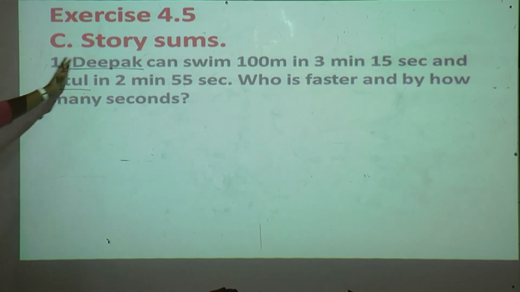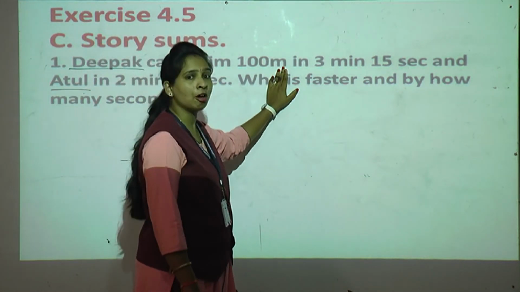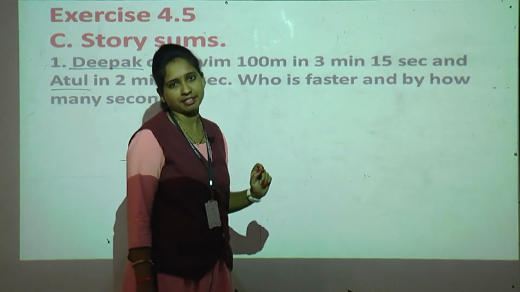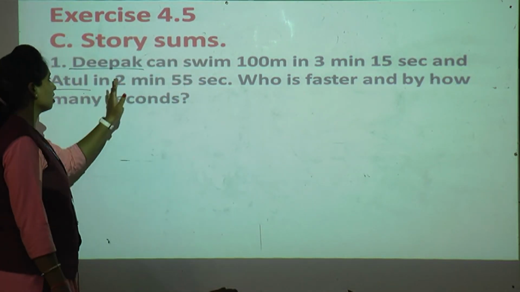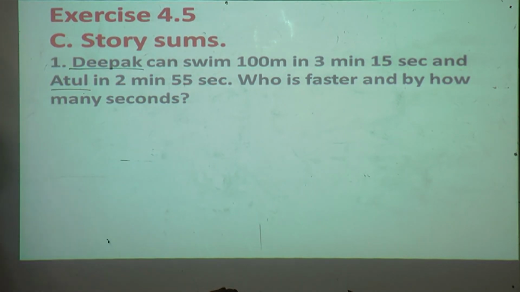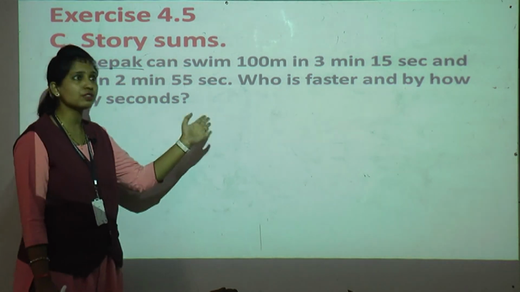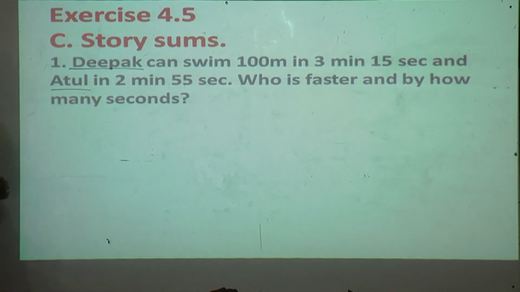So Deepak can swim. How much he can swim? 100 meter. In how many minutes? Just 3 minutes and 15 seconds. And Atul is, see, 2 minutes 55 seconds only he takes. So he is faster. You can tell immediately. Yes, who is faster? Of course, Atul is faster.